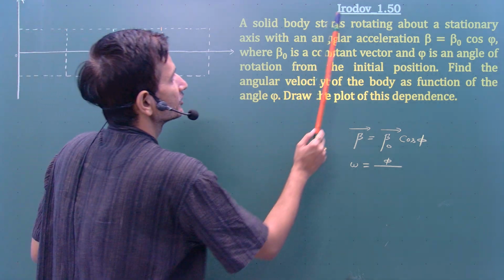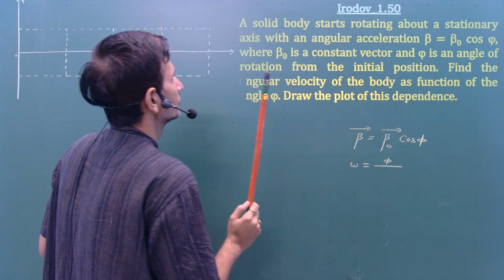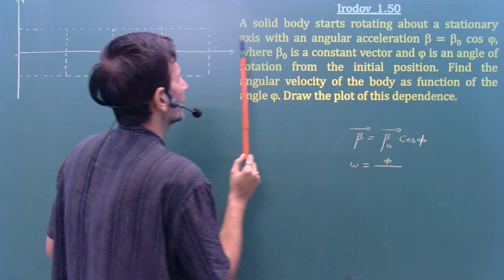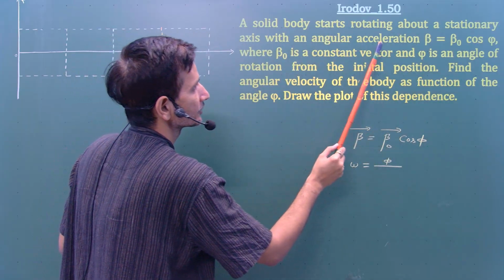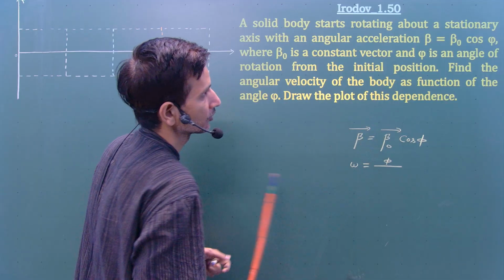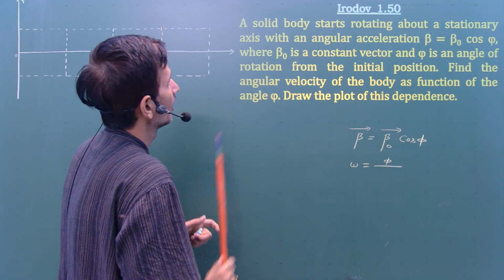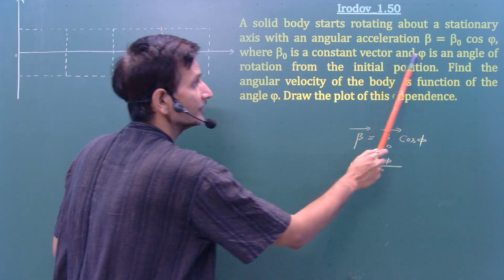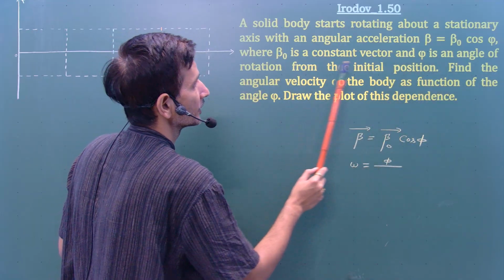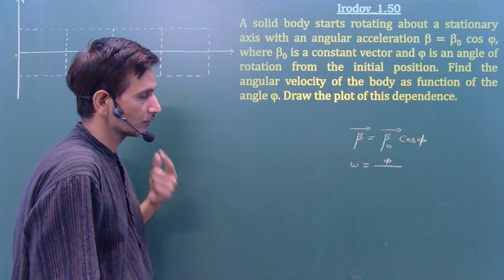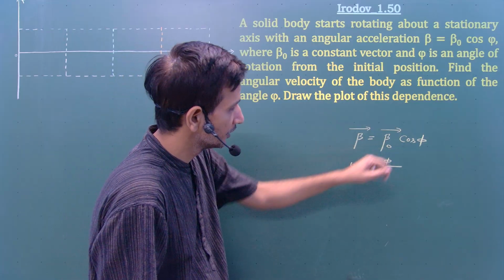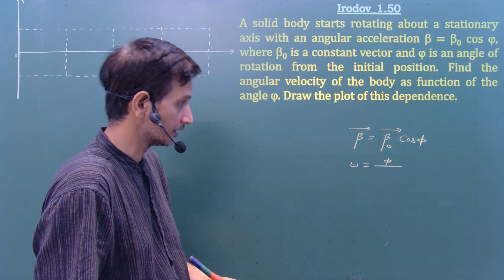Students, let us solve this Irodov problem number 1.50. A solid body starts rotating about a stationary axis with an angular acceleration beta equal to beta naught cos phi, where beta naught is a constant vector and phi is an angle of rotation from the initial position. Now, what is given? The equation is beta equal to beta naught into cos phi.